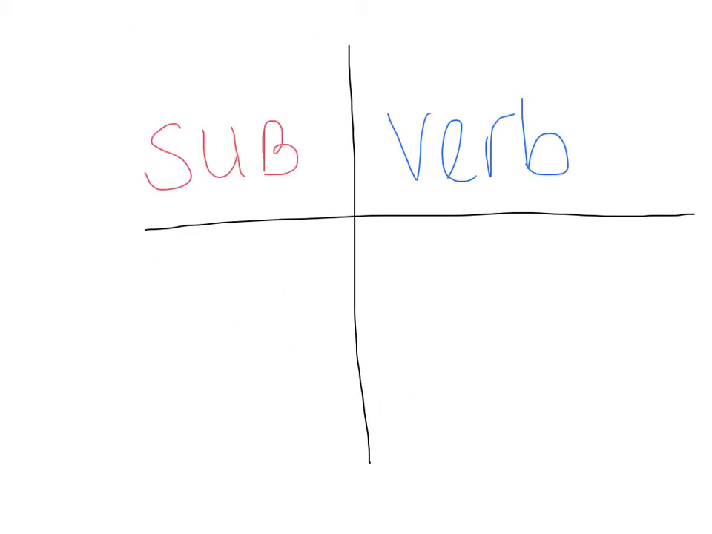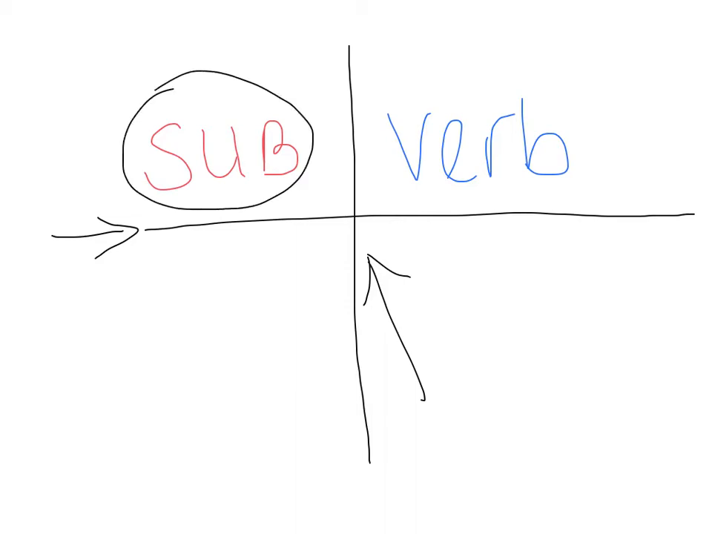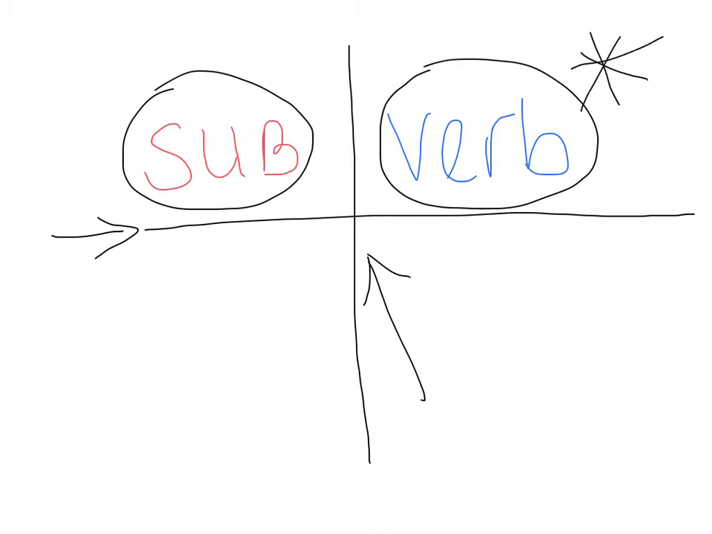Okay, so the first thing to remember is that we start with a grid. There's a horizontal line, there's a vertical line. On the horizontal line, we always place the subject of the sentence and the verb. Remember, a verb can include a verb phrase, and we'll look at some examples of that shortly.